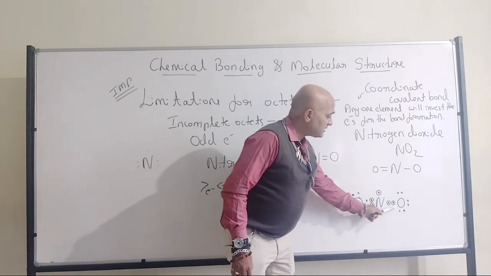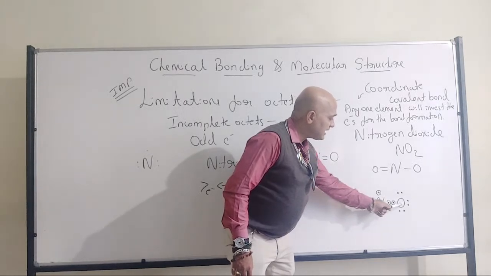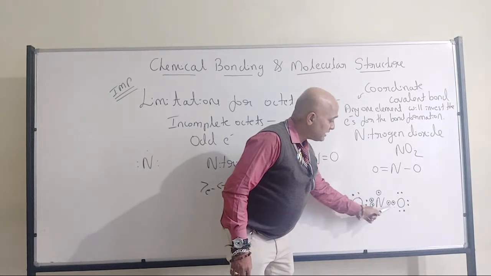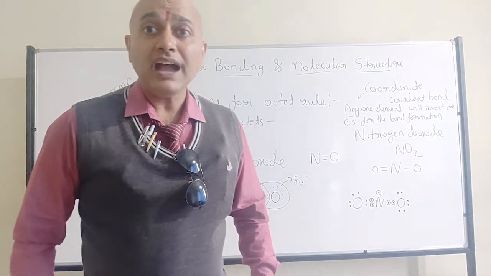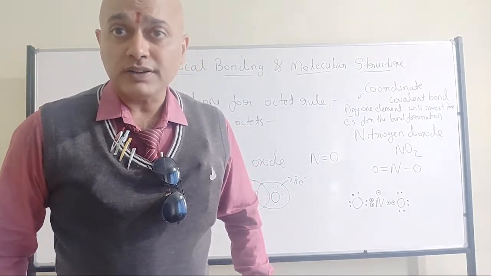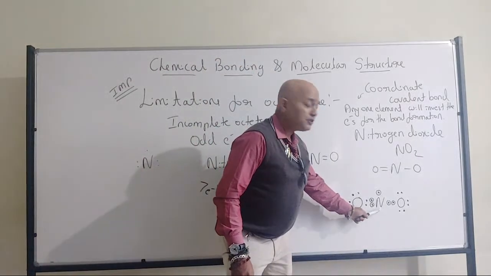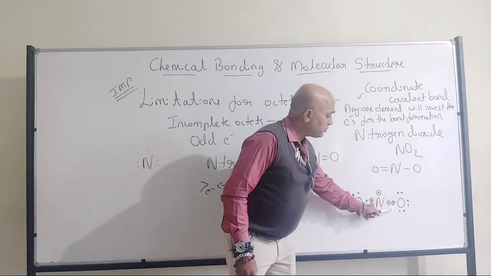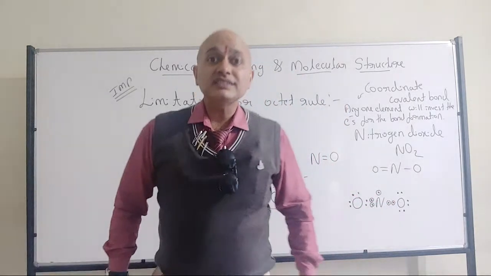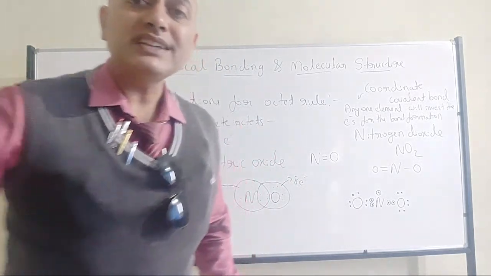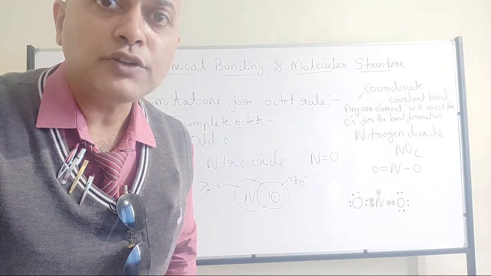Now 2 electrons have been invested for making the single bond between nitrogen and oxygen. All of us know that a single covalent bond has 2 electrons involved, and both those 2 electrons are taken care of by nitrogen. Oxygen is not putting any electron. 1, 2, 3, 4, 5, 6. All the 6 valence electrons of oxygen are present as it is. So nitrogen dioxide has a coordinate covalent bond.